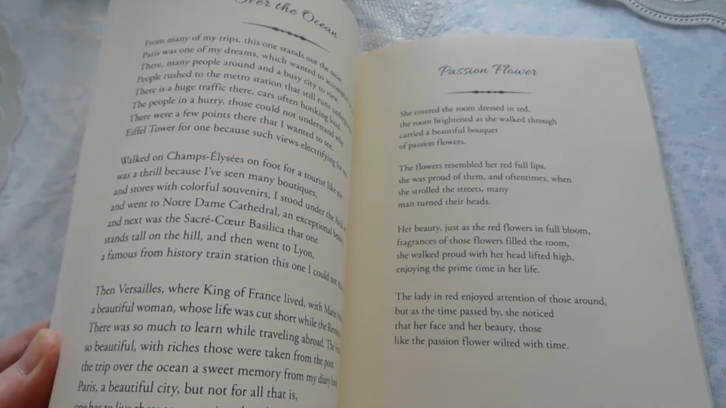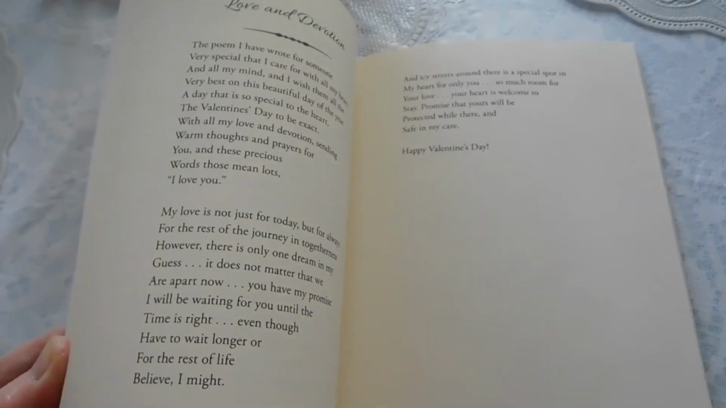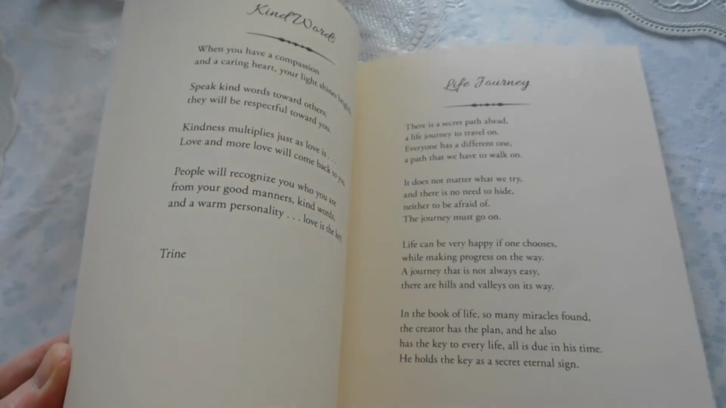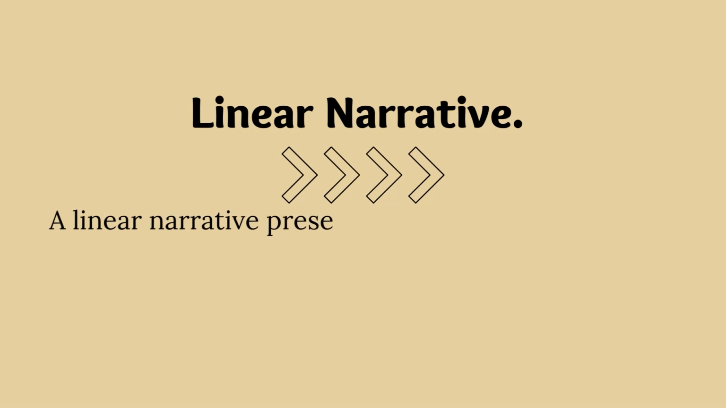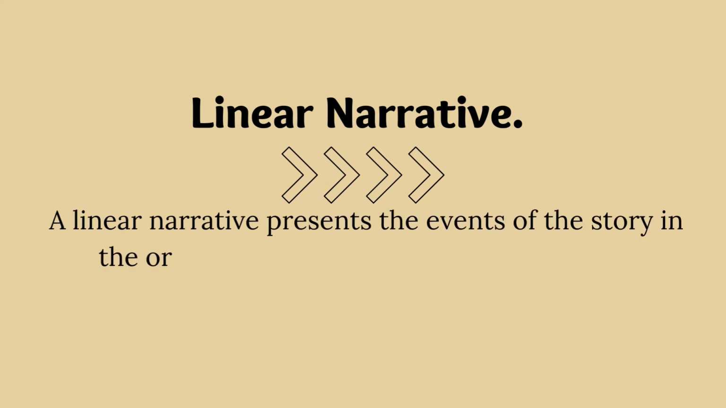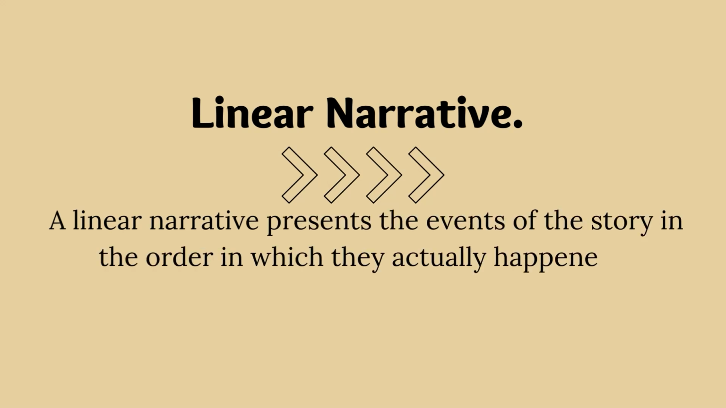Now, I had spoken about the different types of narratives earlier. I will explain them a little better now. Let's analyze the common types of narratives. First, the linear narrative. It presents the events of the story in the order in which they actually happened. First this happened, then that happened, then next this happened.